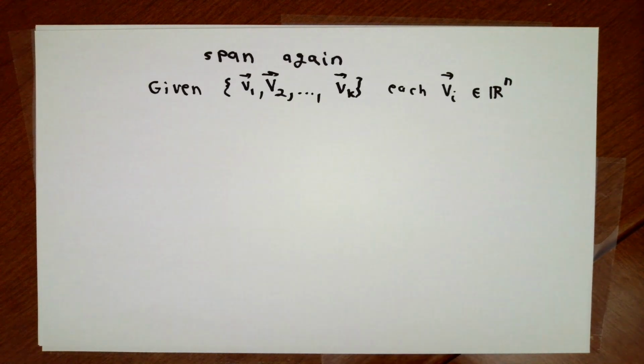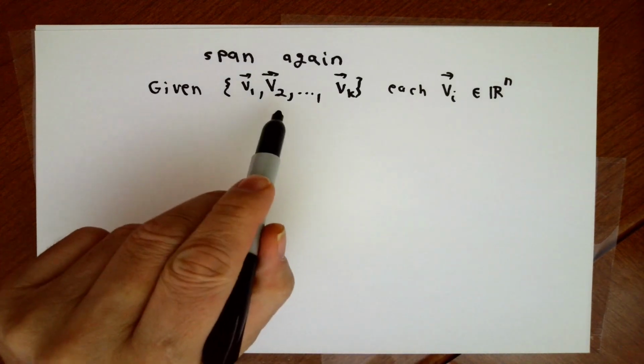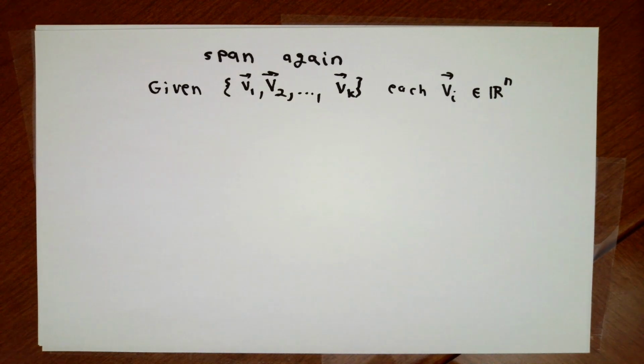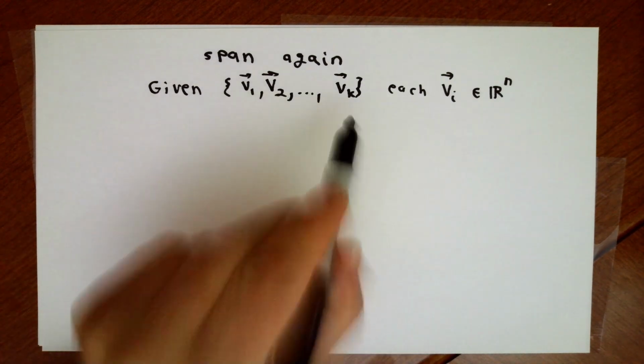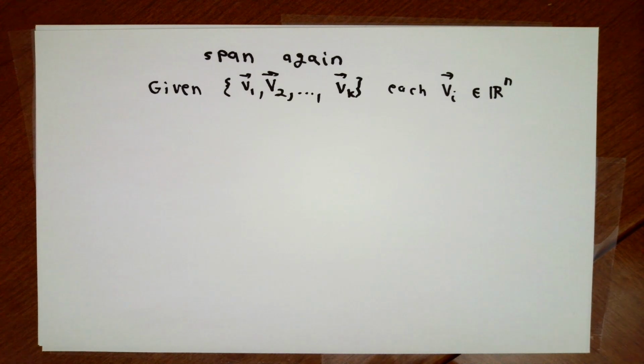Today, I want to talk about the idea of span again. This is directly related to the stuff that we've talked about most recently. Let's suppose that I have a set of vectors. There are going to be k of these vectors called v1, v2 out to vk. Each one of these vectors is going to be a vector in Rn. So each one of these column vectors is going to consist of a column of n numbers.